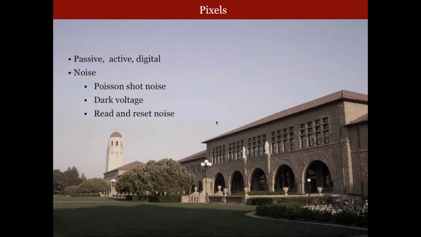So now we're going to review the architectures of different types of pixels, and then try to make a summary of how the different noise properties of these pixels might influence what pictures look like.